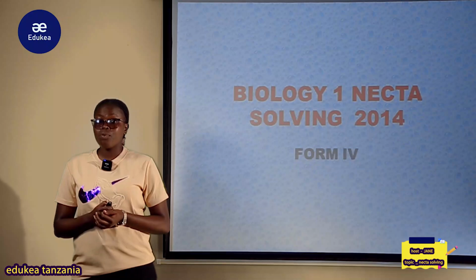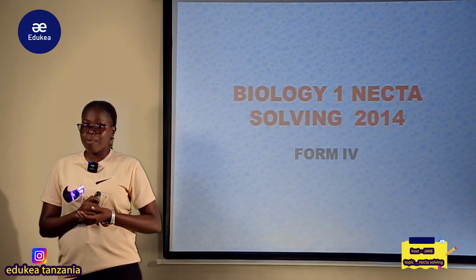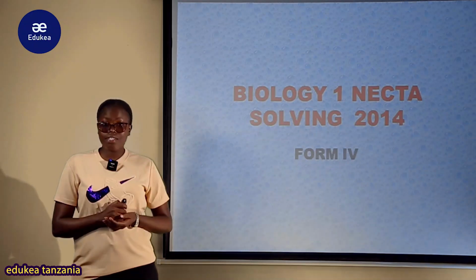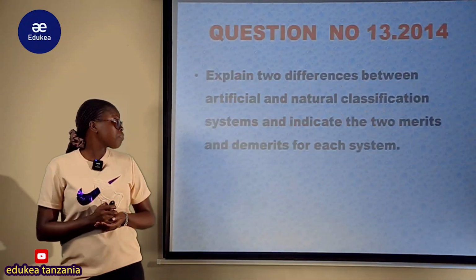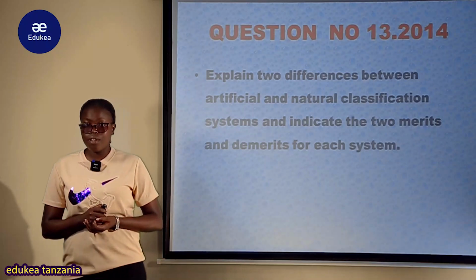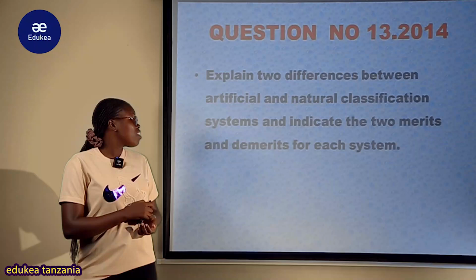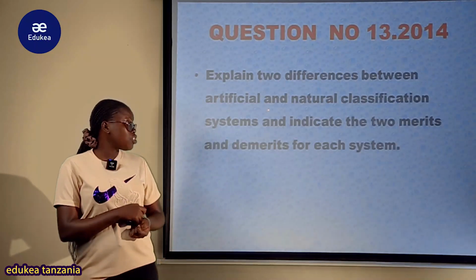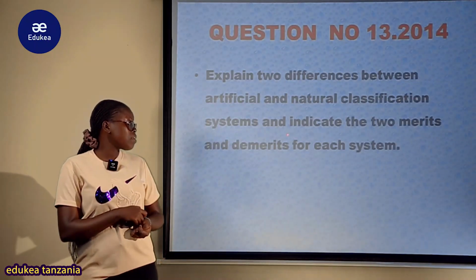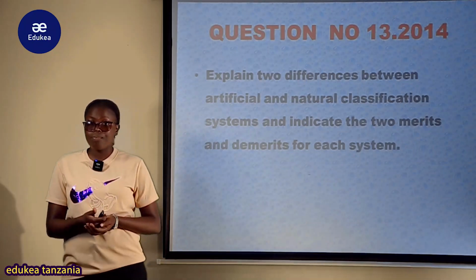And in today's session, we are proceeding with solving the series of NECTA questions for Biology Paper 1, for the year 2014. Our question today, question number 13 for the year 2014, states: explain two differences between the artificial and the natural classification system, and indicate two merits and demerits for each system.